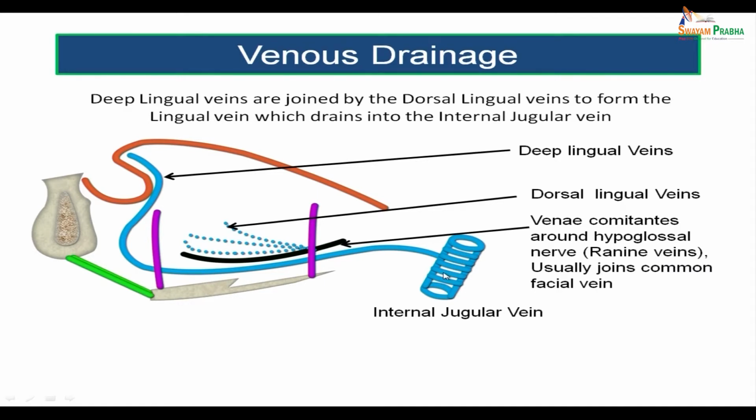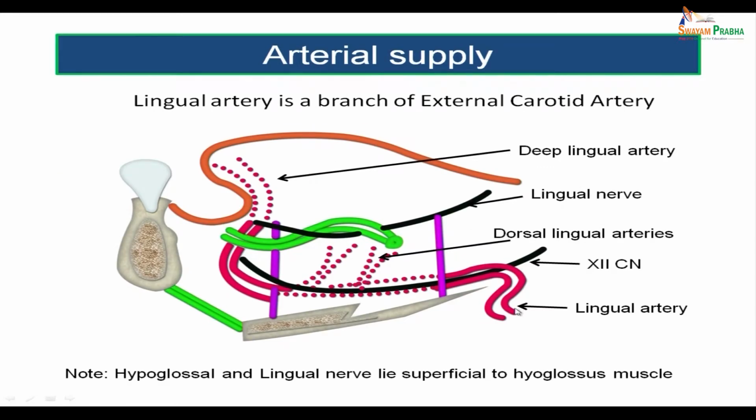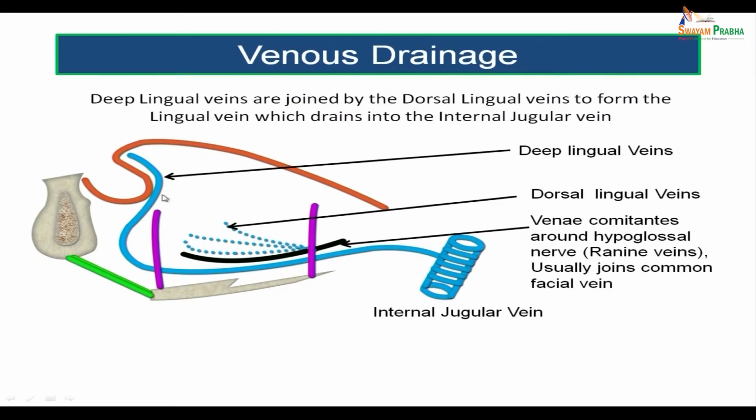So, if you summarize, the arterial supply is by the lingual artery which is coming from the external carotid artery. It gives the dorsal lingual arteries and the deep lingual arteries. If you see the venous drainage, the deep lingual veins are joined by the dorsal lingual veins to form the lingual vein which drains into the internal jugular vein. Additionally, there is a venous network around the hypoglossal nerve. This is called venae comitantes around the hypoglossal nerve, and these usually join the common facial vein, but occasionally can join the lingual vein as well.